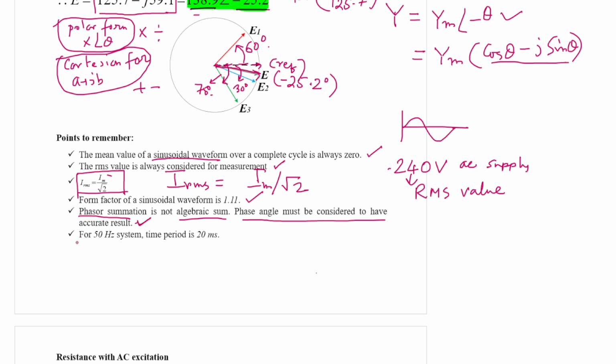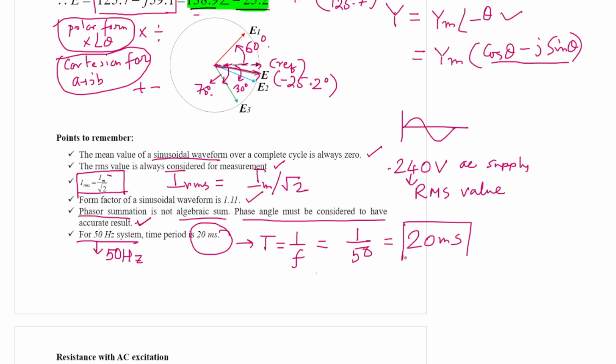And lastly, for a system of 50 Hertz, that means in our country we have a supply frequency or power frequency of 50 Hertz, our time period is always 20 millisecond. T is equal to 1 by f, that is 1 by 50, which will be 20 millisecond. It is always to be remembered that for a 50 Hertz system, the time period is 20 millisecond.